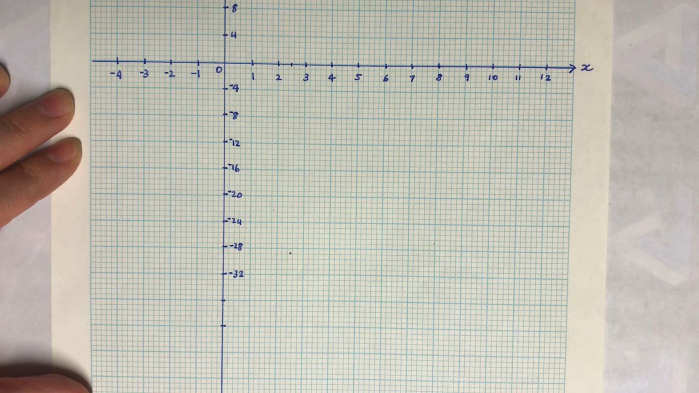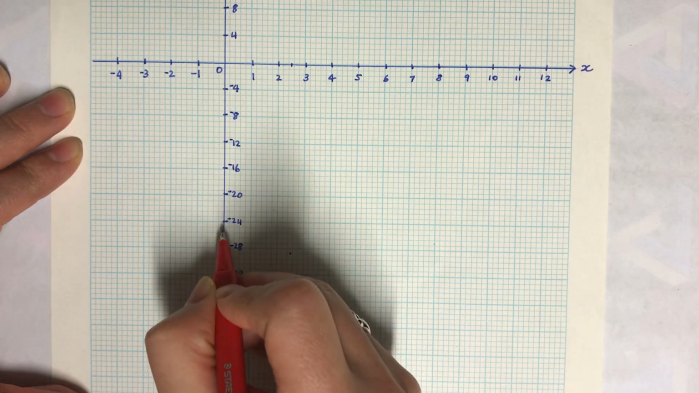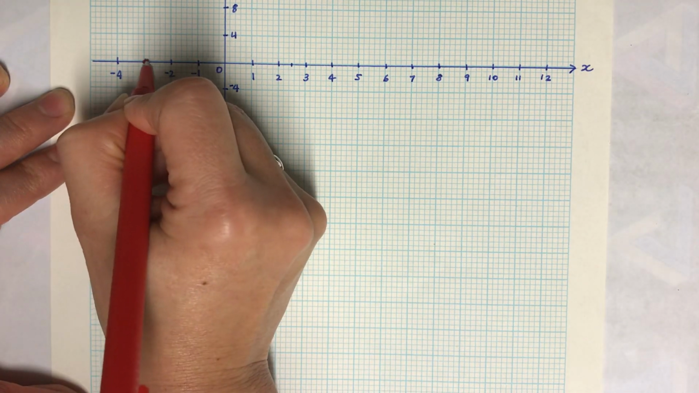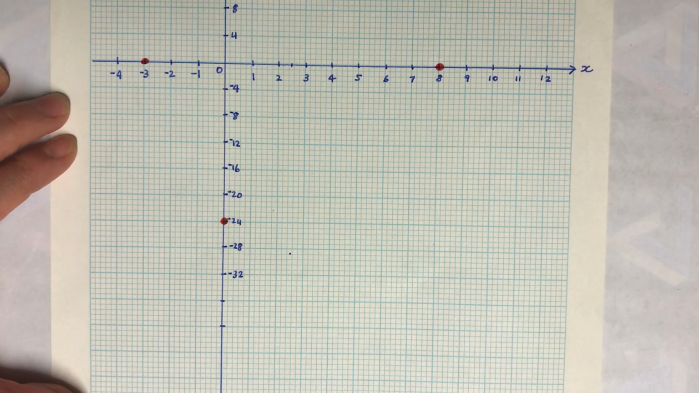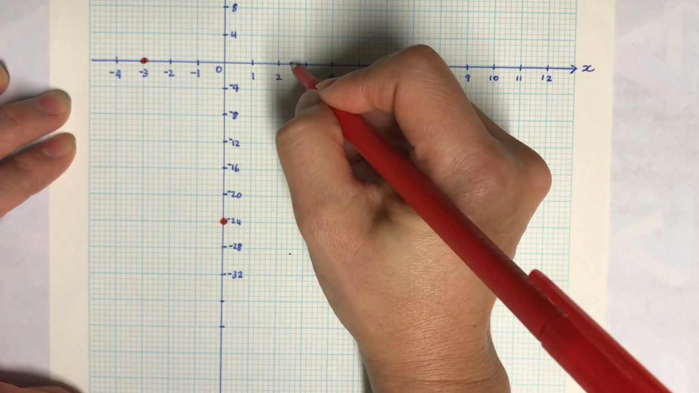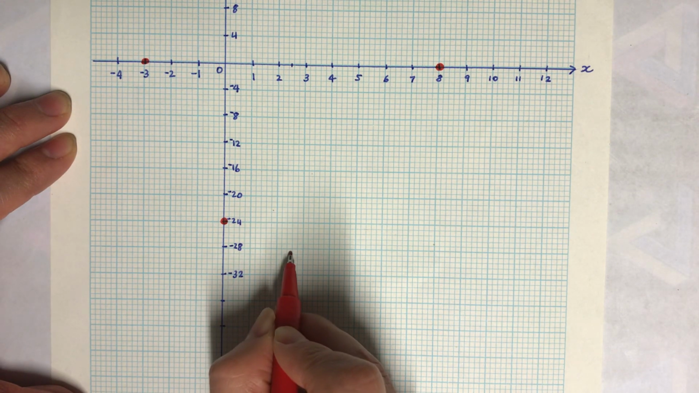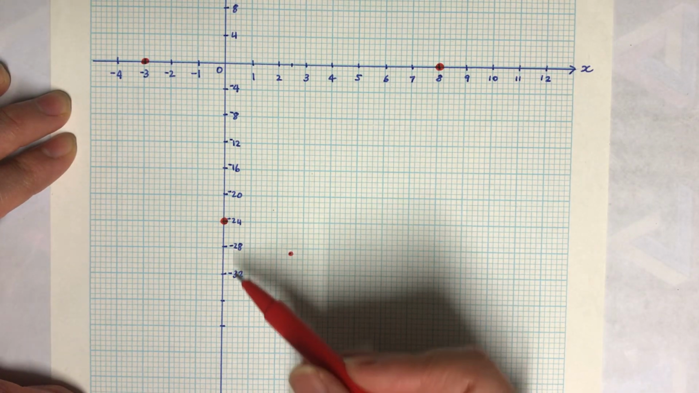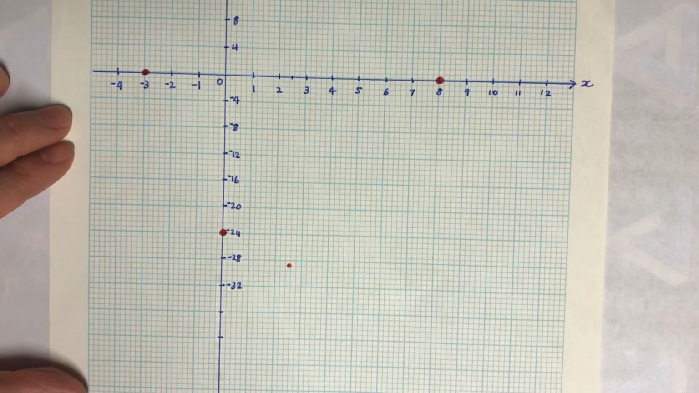What was the y-intercept? It was (0, -24). So I'll put that in right there. And my x-intercepts were (-3, 0) and (8, 0) on the x-axis. Now my vertex was 2.5 here and all the way down to minus 30.25. So I'm going to put it roughly here because my scale is about 4 in each square box.